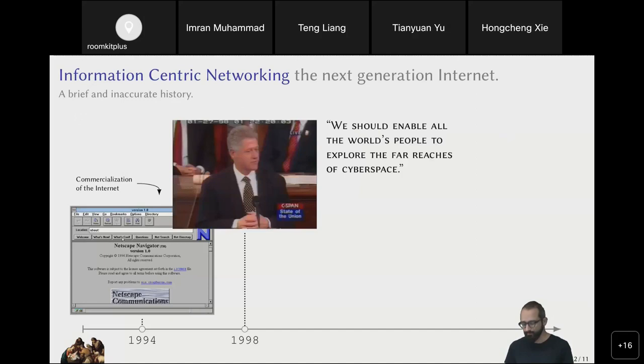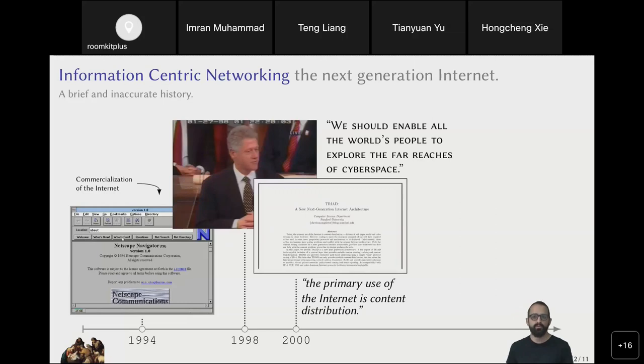In 1998, at the State of the Union, the president of the US at that time, Bill Clinton, expressed his support for that project by saying that we should enable all the world's people to explore the far reaches of cyberspace. 2 years after that, Triad was introduced, a project that asserted that the main purpose of the internet is content distribution. This put the first stone for information-centric networking as we know it today.